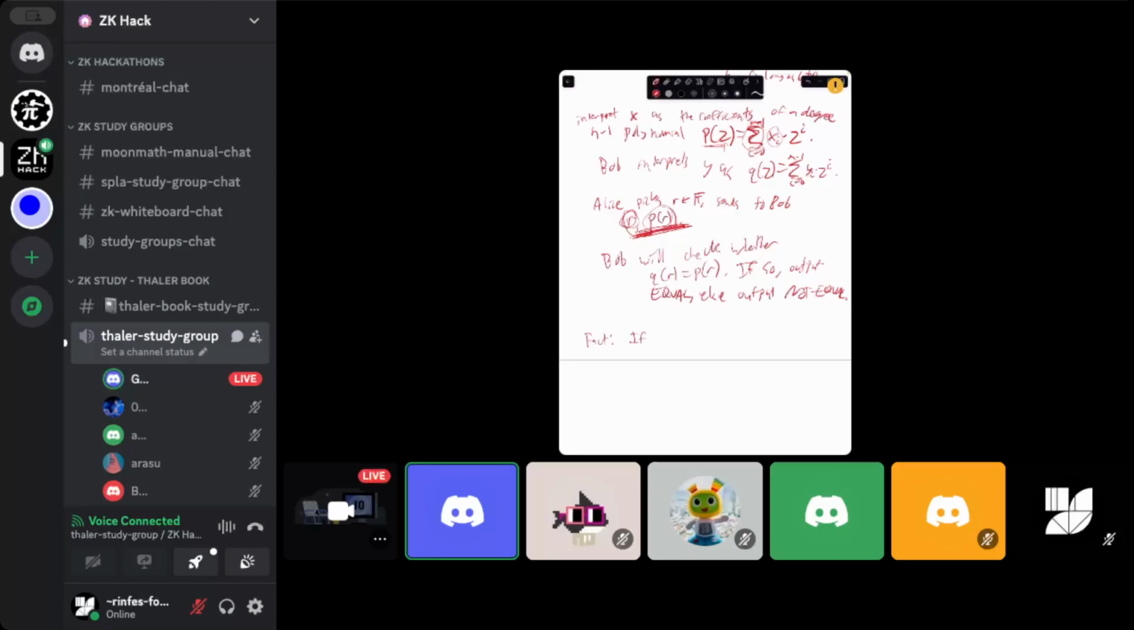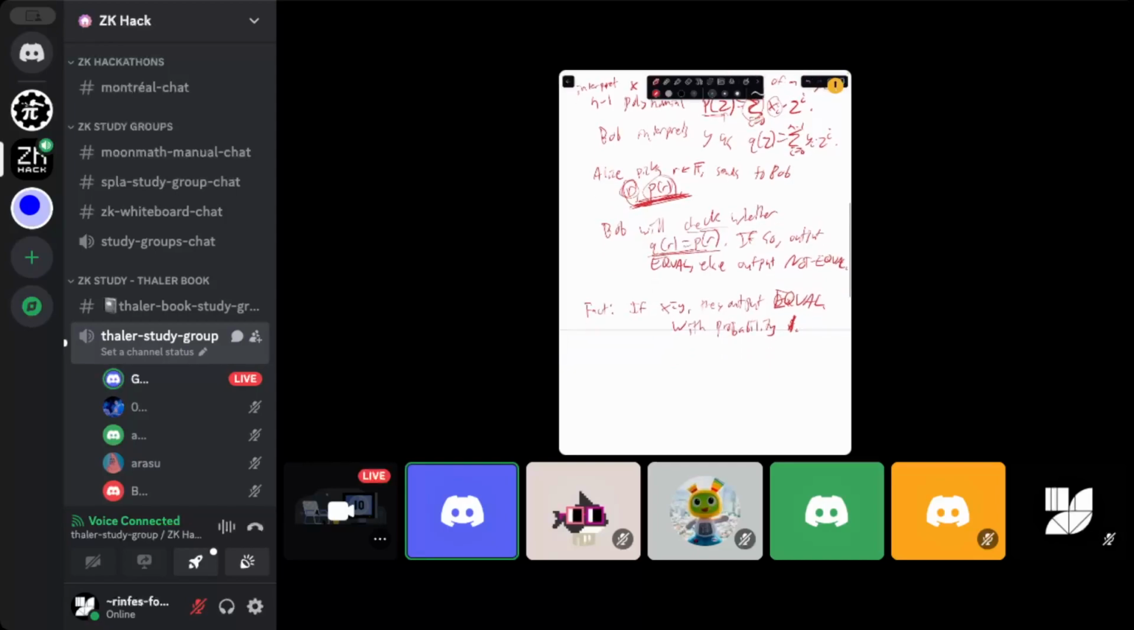So if x and y are the same, then Bob outputs equal for any choice of r. So they output equal with probability 1, because in the protocol p and q are then the same polynomial, and if you evaluate the same polynomial at the same point, you get out the same thing, obviously. And so Bob's check will always pass, and he'll output equal if x and y are indeed equal.